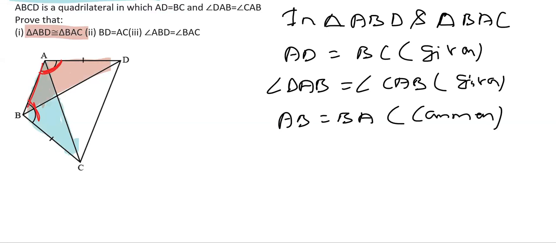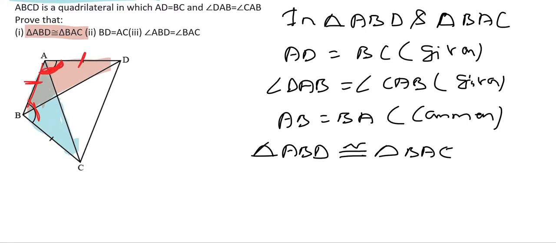So once you have proved these three elements as equal, now let's see by which congruency criteria the triangles are congruent. So let's first write triangle ABD is congruent to triangle BAC. Now, when you see the triangles, you see that you have taken two sides and the angle in between the two sides. So therefore, the triangles will be congruent by SAS.